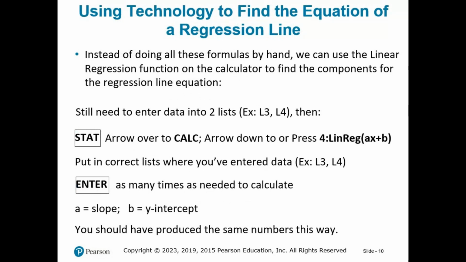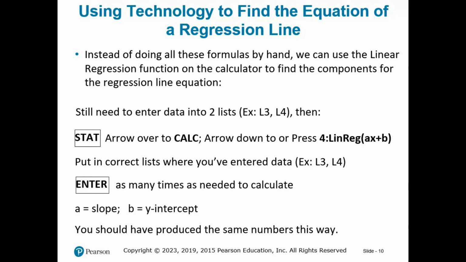Enter the data into the two lists, then press the Stat button, arrow over to Calc, arrow down to or press the selection for Linear Regression ax plus b. Put the correct lists in for your data, L1, L2, or L3, L4, however you have them entered. Then press Enter as many times as needed to calculate. A will be your slope, and B will be your y-intercept. Wasn't that much easier?